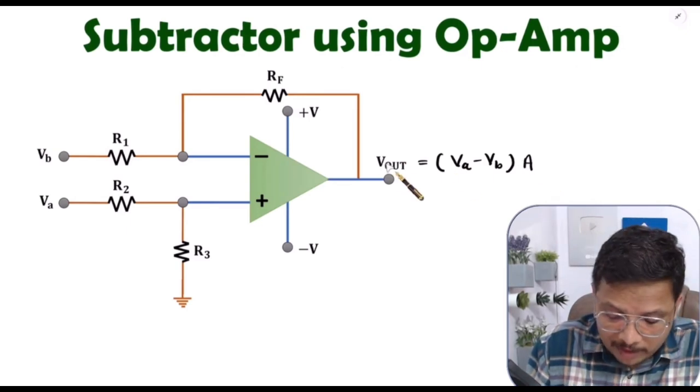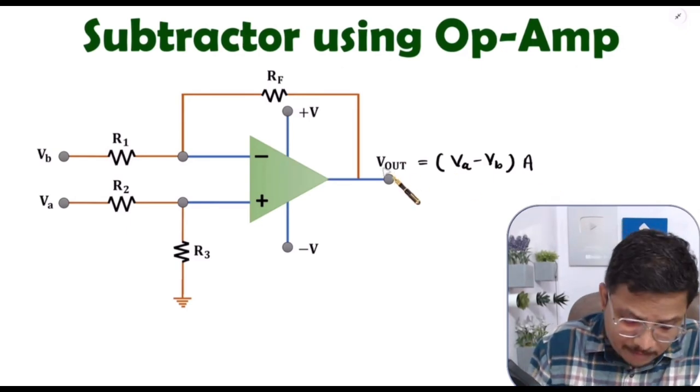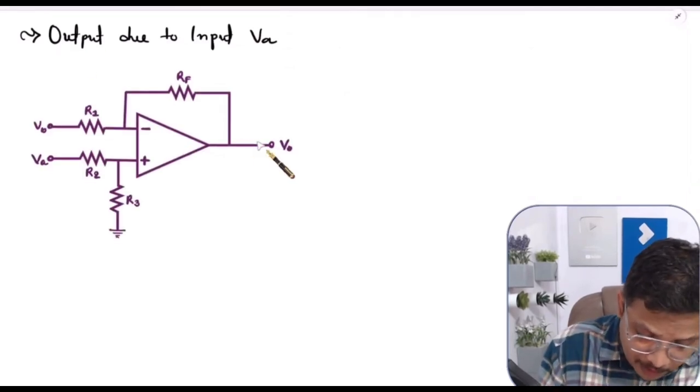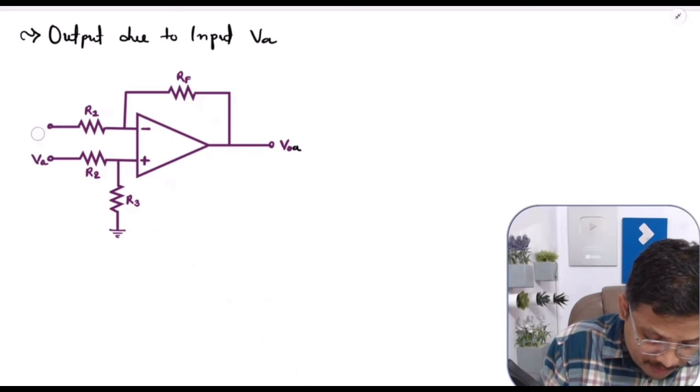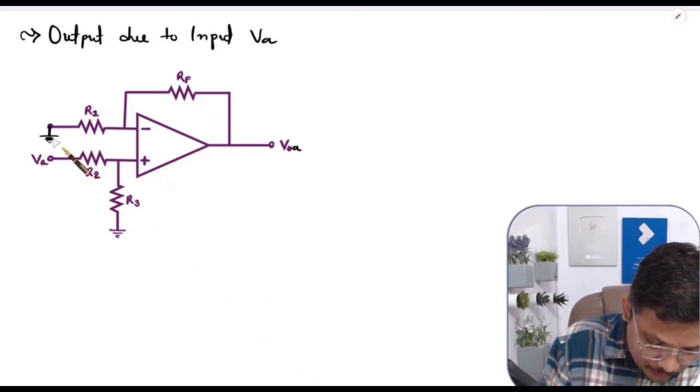Now I'm going to derive the output equation over here. To derive the output equation, first of all, I'll be considering output due to input VA. Now here we wanted to have output due to input VA. Let us say that output is VOA. So here we need to ground this VB as VB is 0. So here I'm providing VB equal to ground, right?